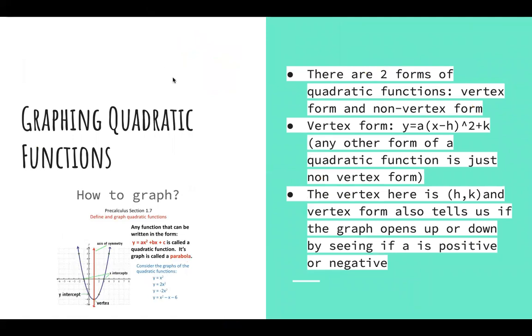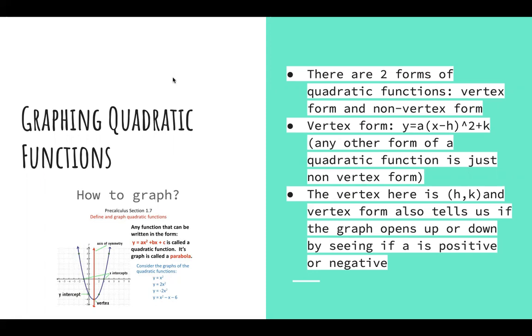So now moving on to quadratic functions. Quadratic functions are not linear anymore, so they're not straight and they curve at a point called the axis of symmetry, as you can see in the lower left diagram. And there's two forms of quadratic functions, vertex form and non-vertex form. So vertex form is written as y equals a times (x minus h) squared plus k, and any other form that is not vertex form is just non-vertex form.